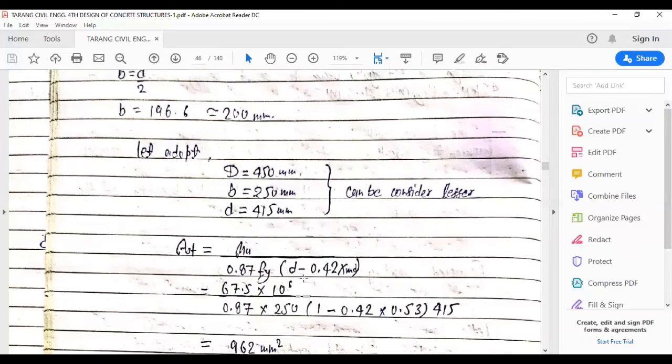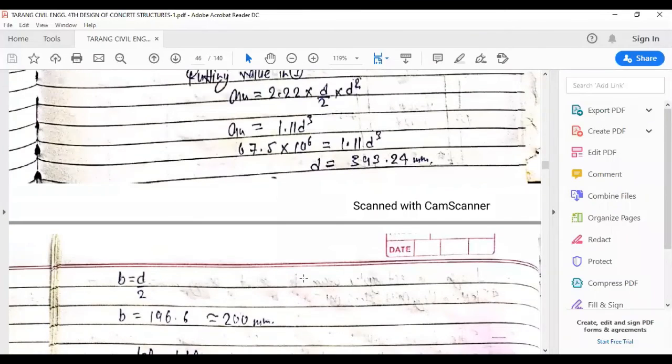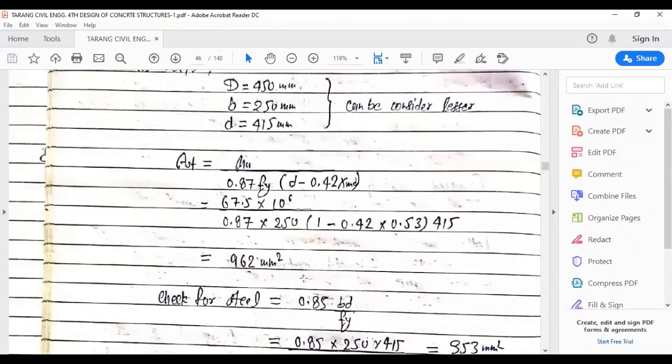d is taken as common from here, small d, and its value is 415. So it is left with 1 only, 0.42 as it is, and xm value is 0.53 from the table for Fe 250. So area of steel comes out to be 962 mm square.